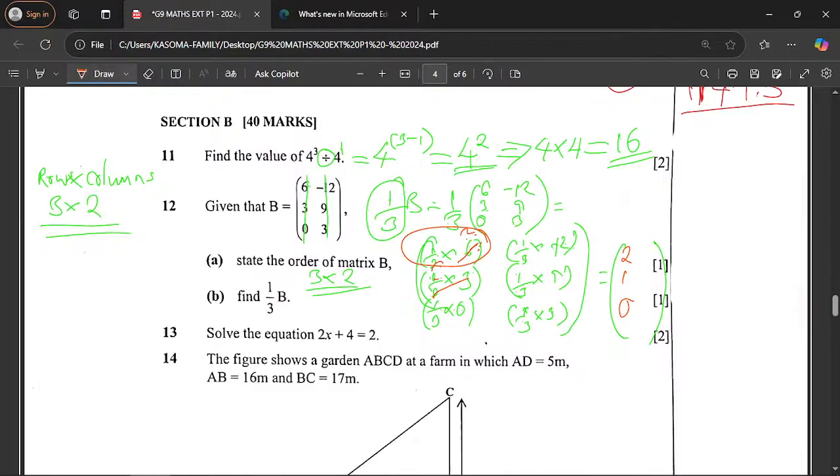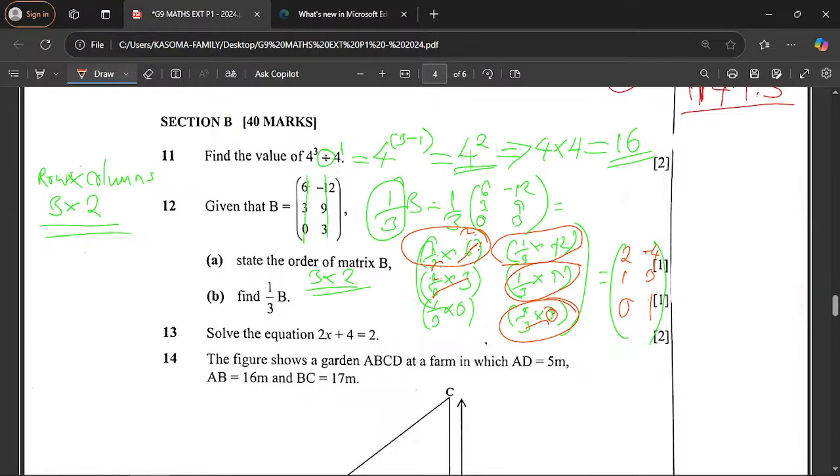Again, I start this side, I come here, -12 divided by 3 will give me -4. Again I come here, 9 divided by 3 will give me 3. Then I come here, 3 divided by 3 will give me 1. And so the actual matrix now is 2, -4, 1, 3, 0, 1. So multiplying matrix B by 1/3 will give us a matrix which is 2, -4, 1, 3, 0, 1.